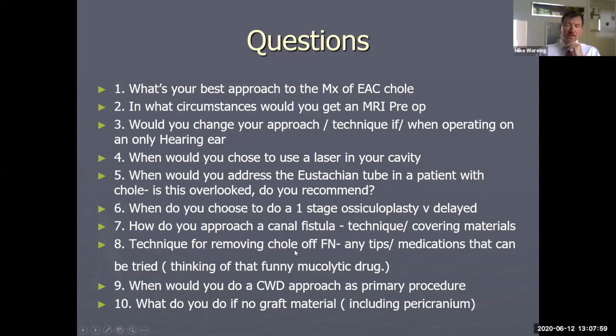The technique for removing chole off the facial nerve, again, is essentially sharp dissection. Actually, I haven't mentioned facial nerve monitoring. I think you're probably sensible to use facial nerve monitoring for all cases of cholesteatoma. In fact, I would strongly recommend that. And that will give you some clue as to removing the cholesteatoma off it.